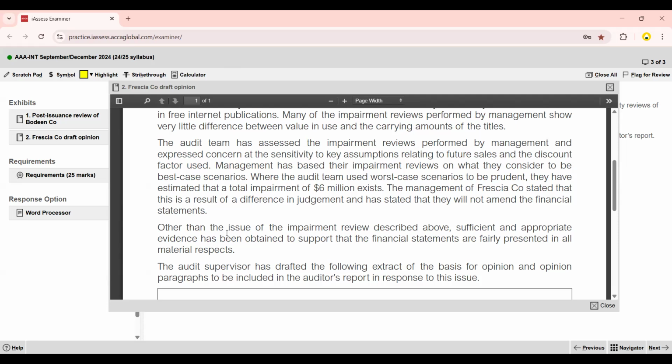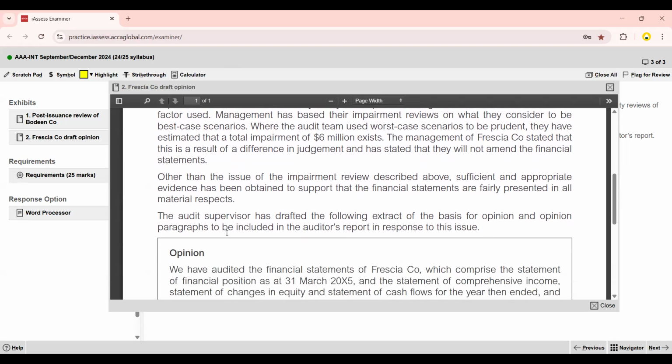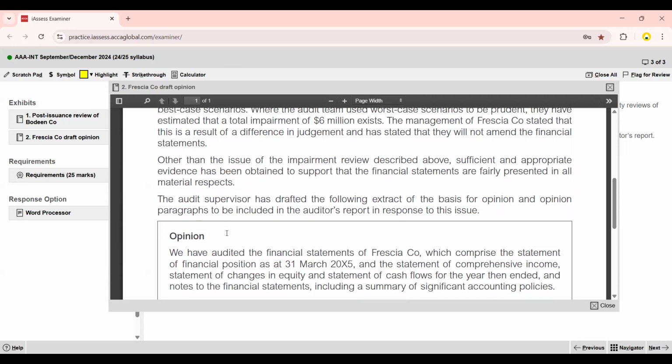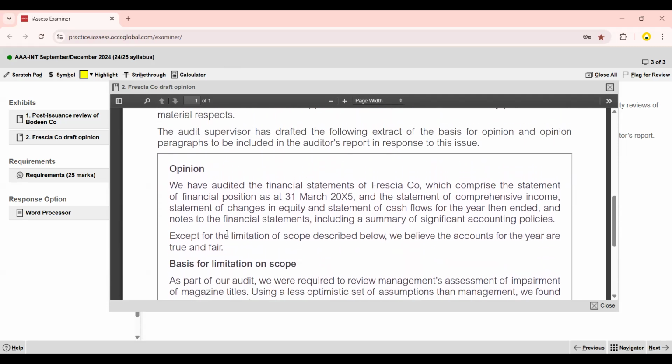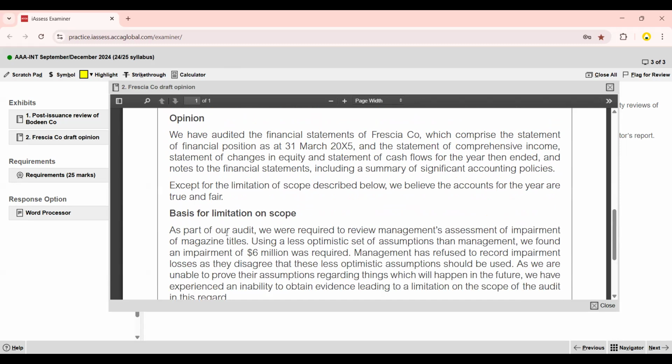Other than the issue of the impairment review described above, sufficient and appropriate evidence has been obtained to support that the financial statements are fairly presented in all material respects. The audit supervisor has drafted the following extract of the basis for opinion and opinion paragraphs to be included in the auditor's report in response to this issue. Now be attentive because from these paragraphs we will critically appraise it.